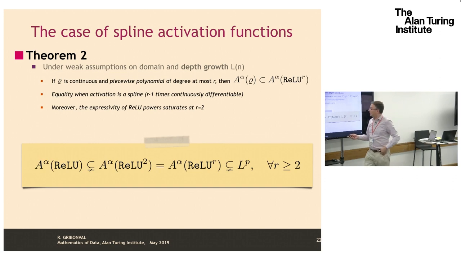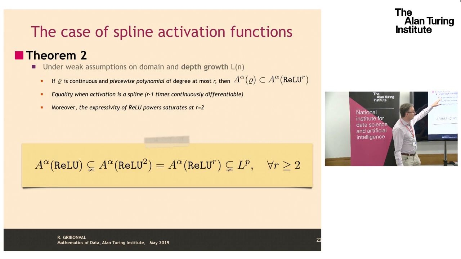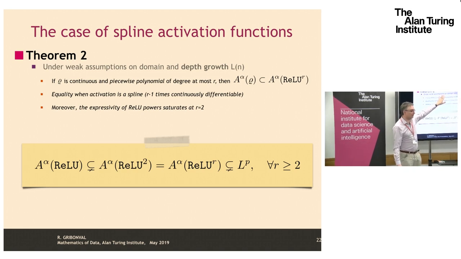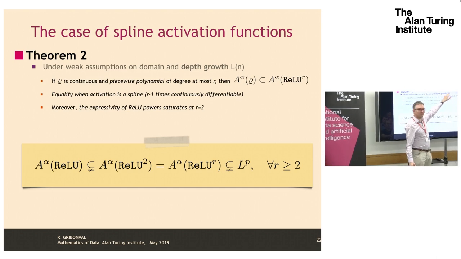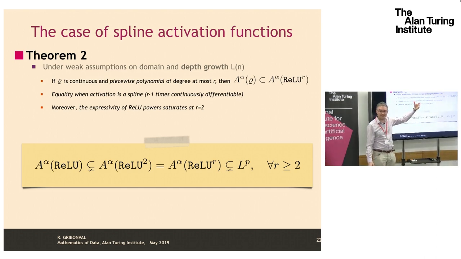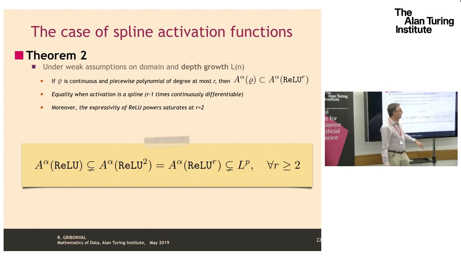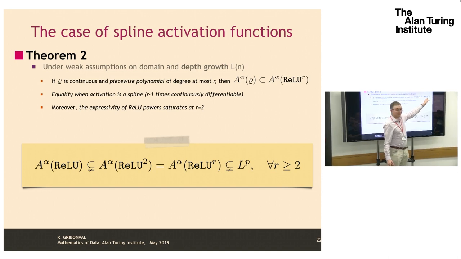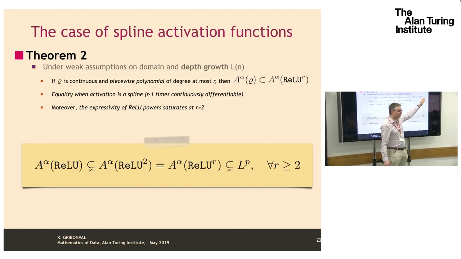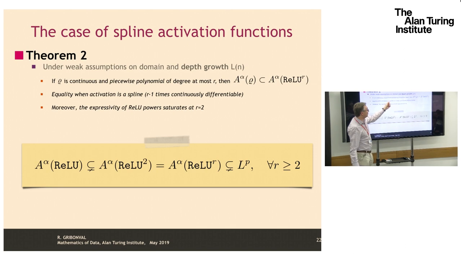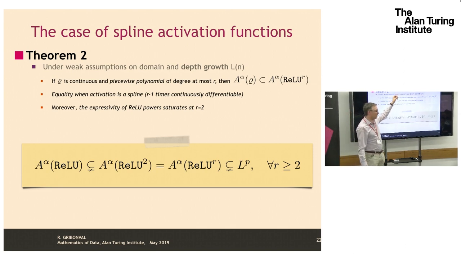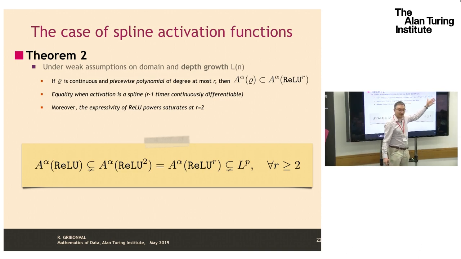So here, what we can show is that under quite weak assumptions on the domain where approximation is conducted, and on how much we let the depth of the network grow with its complexity, in fact, any continuous and piecewise polynomial function of bounded degree R has no more expressive power than what happens if you take the Rth power of the ReLU as an activation function. So if you want to take some piecewise polynomial activation function, well, you can as well choose the Rth power of the ReLU. It will be as expressive.